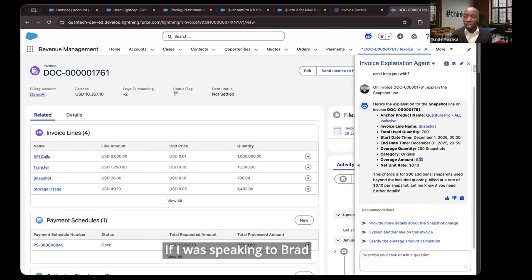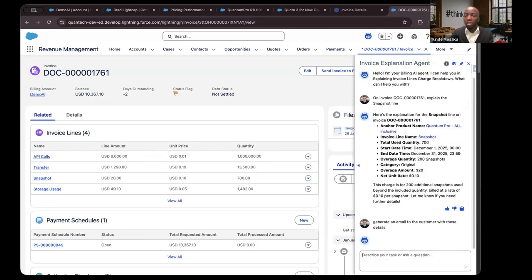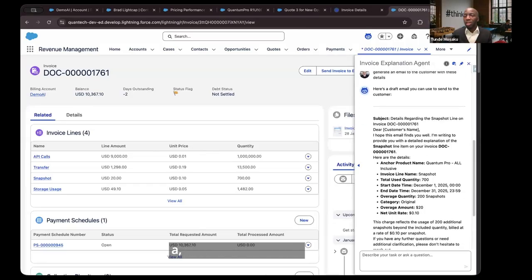If I was speaking to Brad over the phone, or talking to him on chat, I can pass this back on chat. If we were doing email, because we're still in Agentforce, I can then ask it to generate an email to the customer with these details. And you'd see just a sample email.